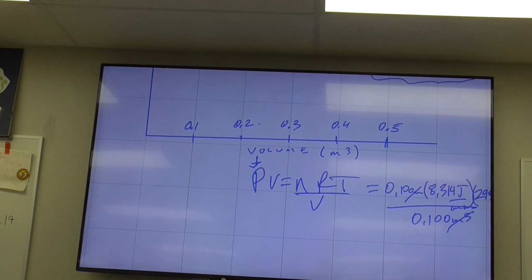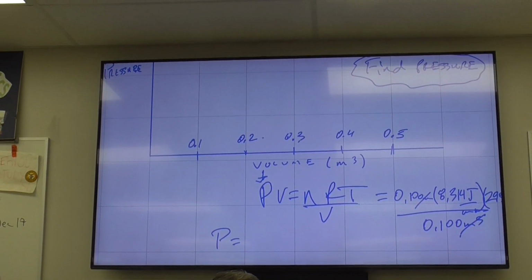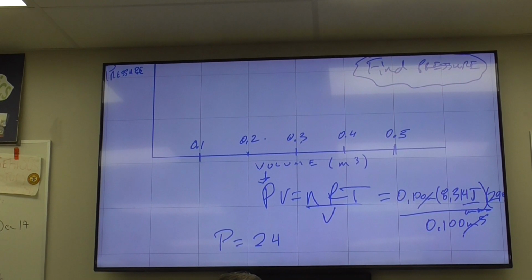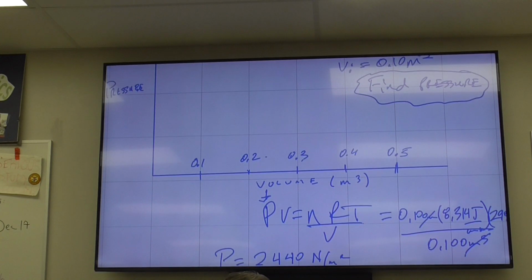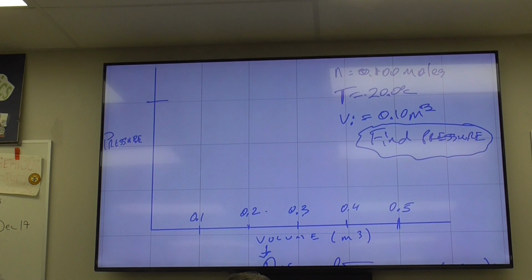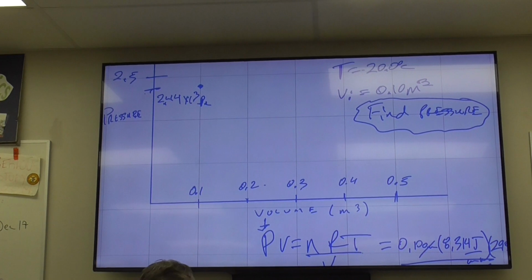So somebody take 8.314 times 293. 2,436. 2,000 what? 440. Newtons per square meter. So we're going to come over here and call that like 2.5. So we're at 0.1 and 2.44 pascals.